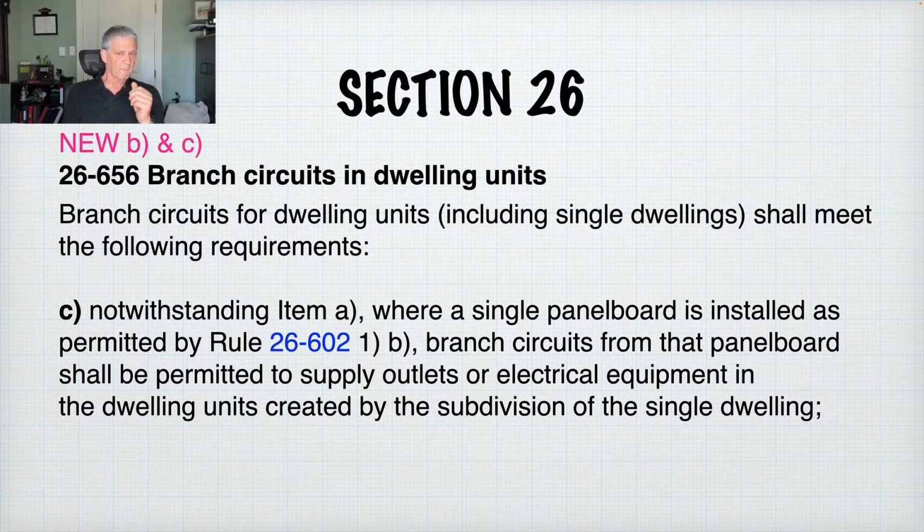And then C is very simple. Notwithstanding item A, where a single panel board is installed as permitted by 26.602.1, branch circuits from that panel board shall be permitted to supply outlets or electrical equipment in the dwelling units created by the subdivision of the single dwelling. So if it's a single panel board, you still must label it, but it is only one panel board.